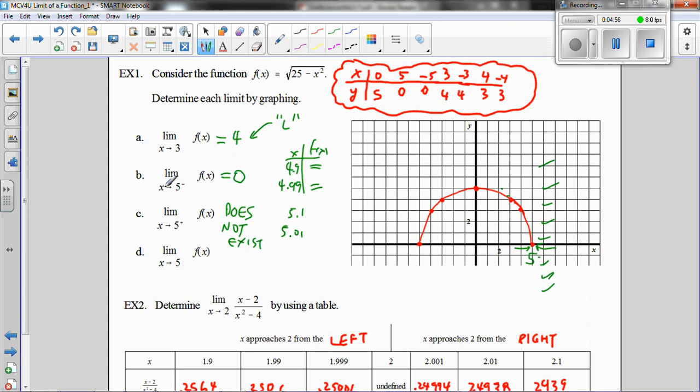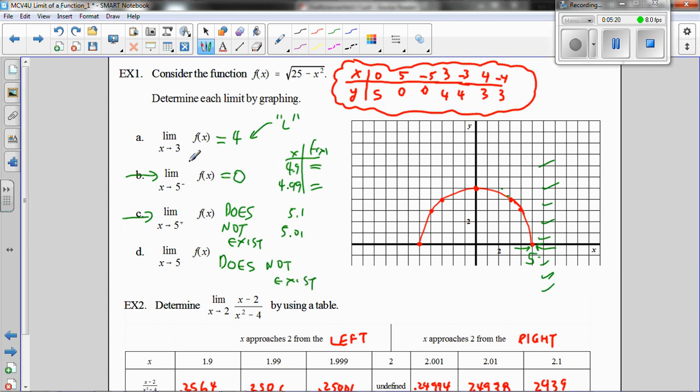And so putting those together, notice that in our definition of a limit, the left-hand side limit and the right-hand side limit had to be equal. So since we've got one value that's equal to 0 and one that does not exist, that means the overall limit as x approaches 5 does not exist.